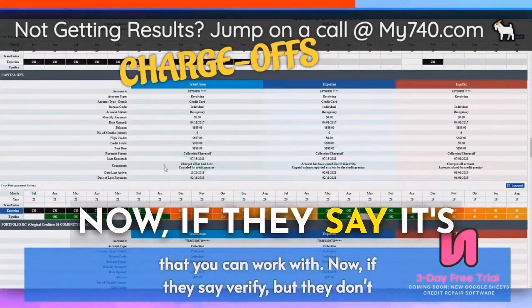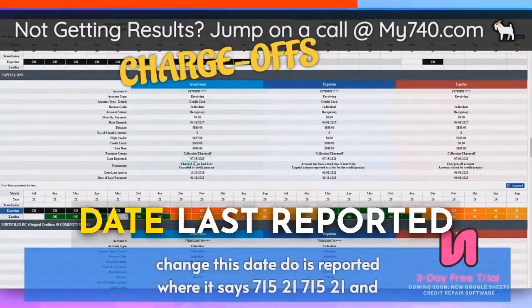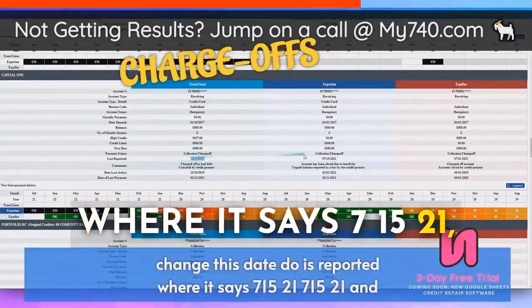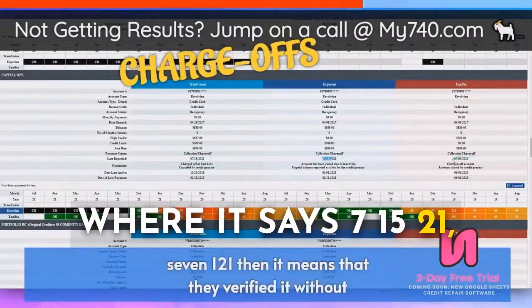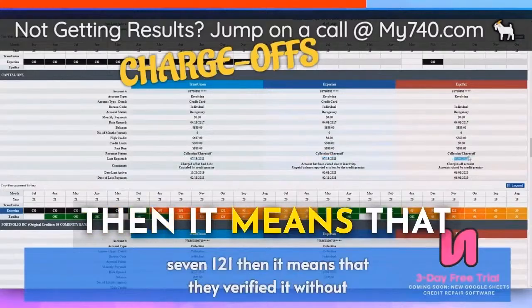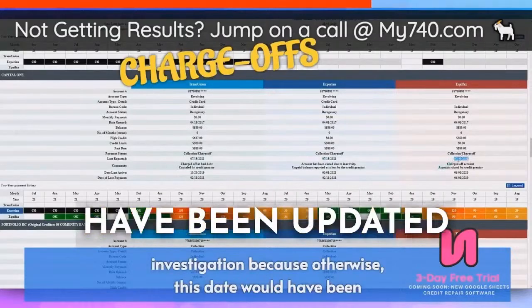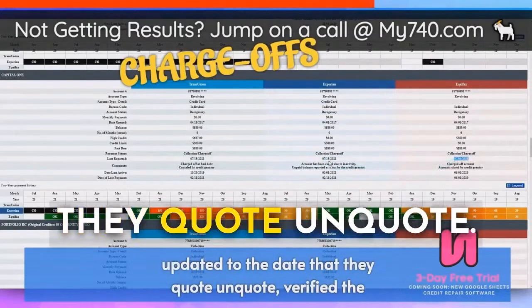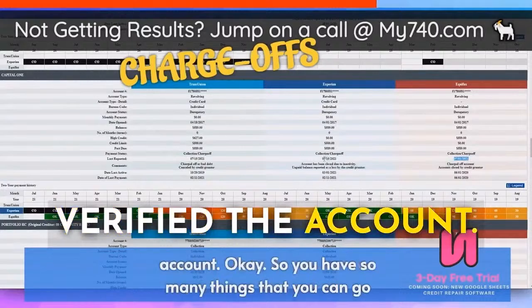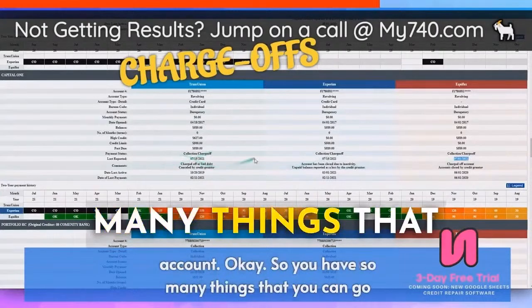Now, if they say it's verified, but they don't change this date last reported, where it says 7/15/21, 7/15/21, and 7/1/21, then it means that they verified it without investigation, because otherwise this date would have been updated to the date that they quote unquote verified the account. Okay, so you have so many things that you can go after.